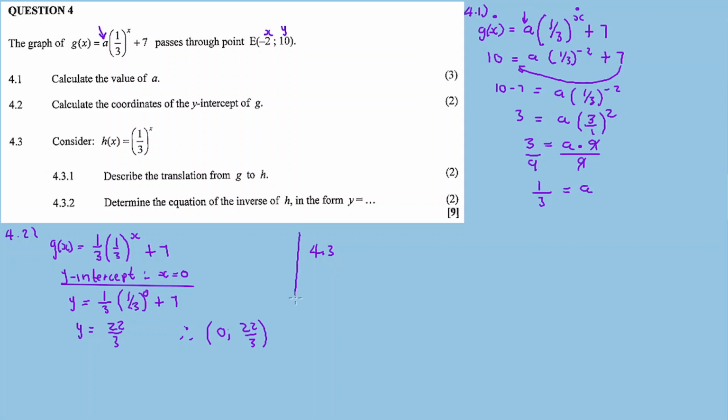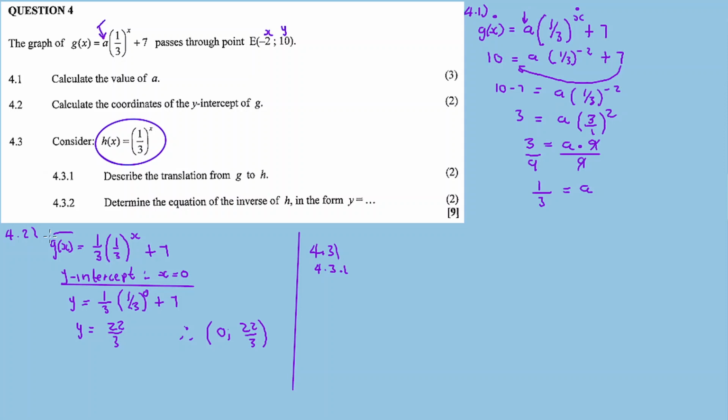Question 4.3. 4.3.1: Describe the transformation from G to H. Okay, here is H and here is G.